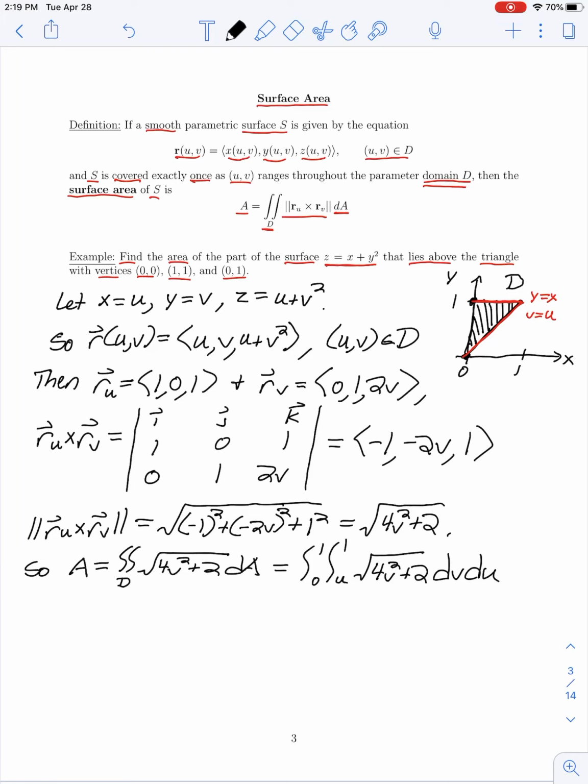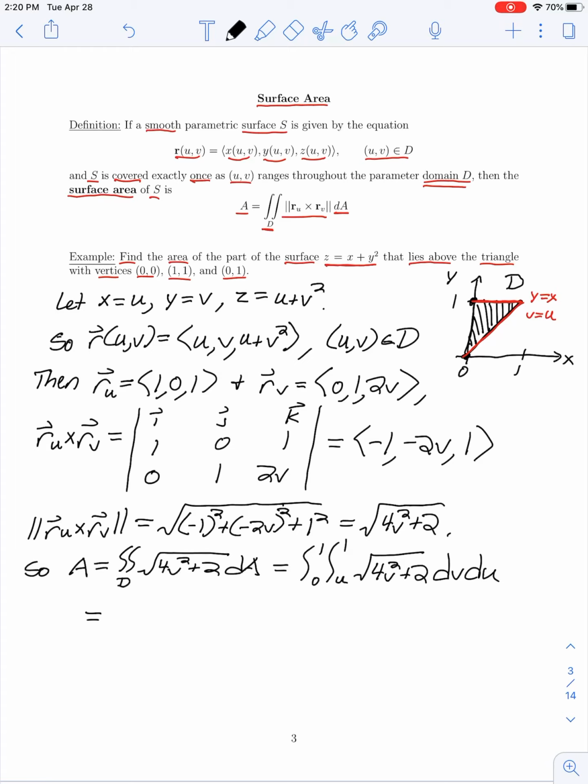Now the way that I've initially set this up was as an iterated integral considering D as a type 1 region. So here, to integrate this inner function with respect to v, since it involves the square root of a sum of squares, we would have to make use of a trig substitution. That gets a little complicated here. So instead of doing that, let's reverse the order of integration here to make this a little easier to handle.